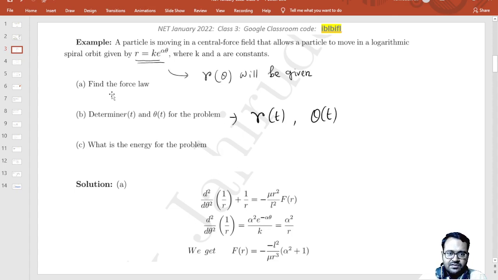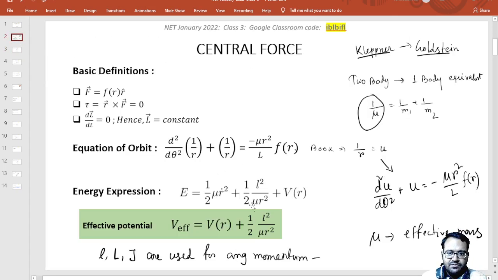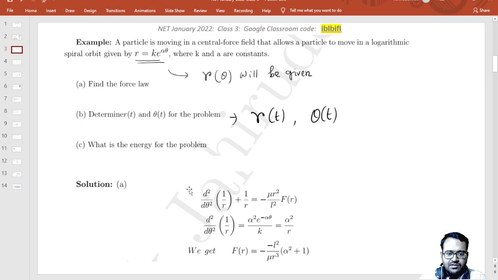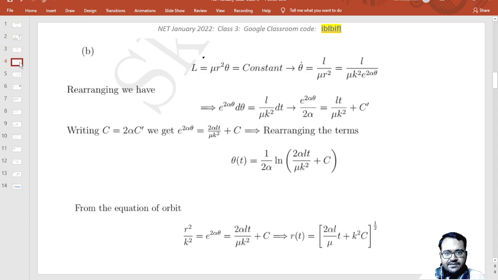So the first solution, the force law, is very easy. We already know the equation of orbit, r as a function of theta. We will use it here. Just put it there, then you get the force law. You always use L as constant, because L is indeed a constant for the central force. So then you get F like this. F is proportional to 1 by r cube. That you understand, since you have already done this in your BSc classes.